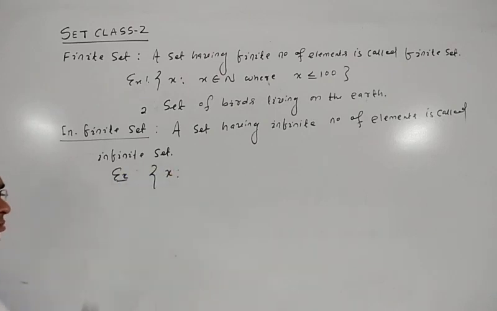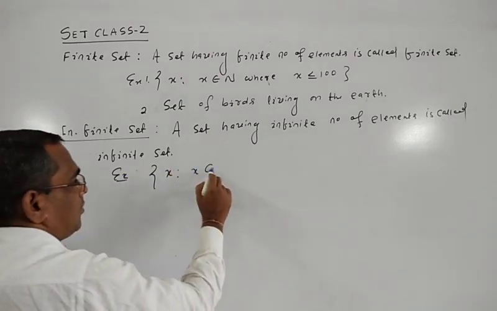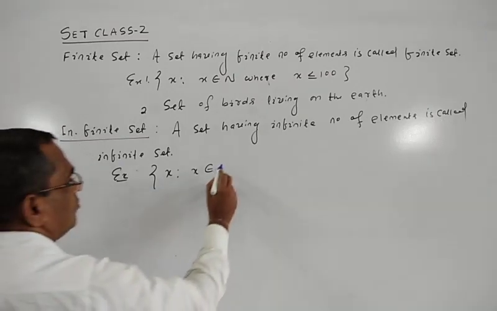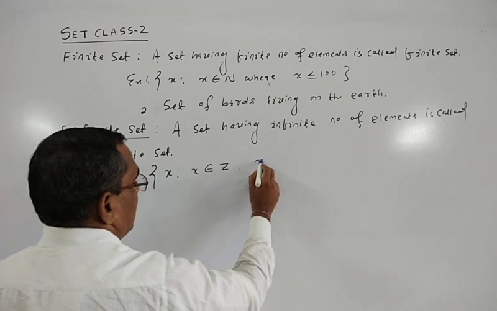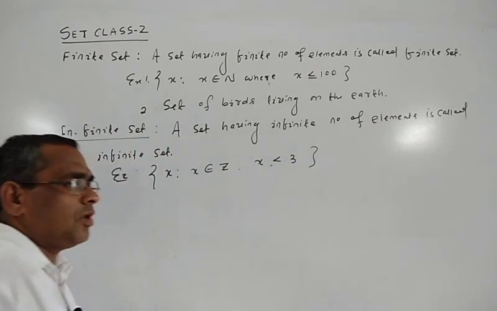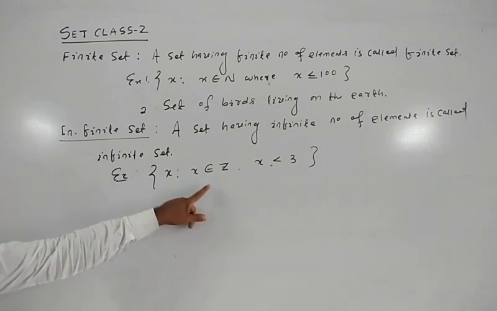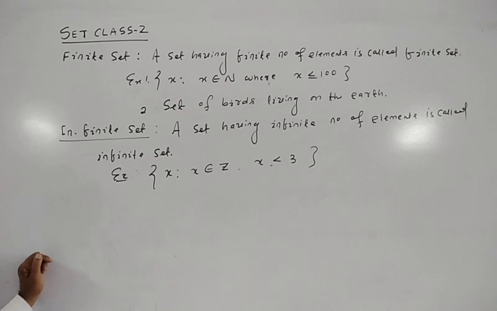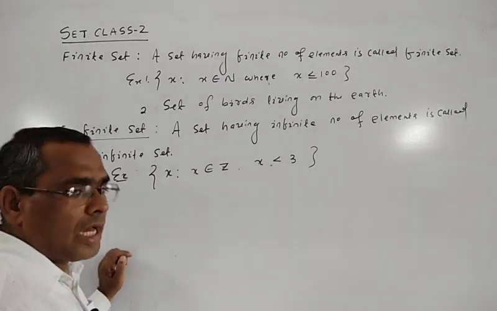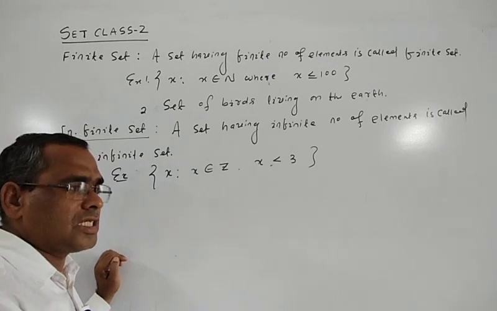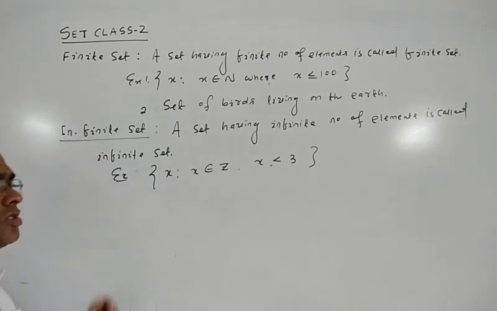For example, x such that x belongs to Z, where x less than or equal to 3, or x less than 3. x belongs to Z means set of integers. But since it is an integer, the value of x will be less than 3. It may be 2, 1, 0, -1, -2, -3, -4, -6, -7, all negative numbers. So clearly it is an infinite set.